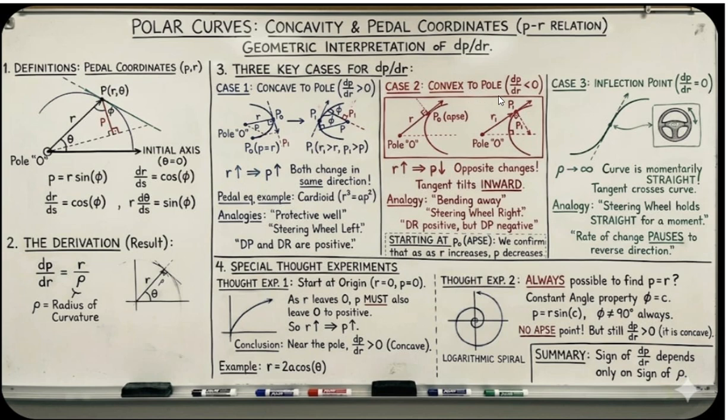Coming to the curve convex to the pole, the pole is somewhere here, and the curve is convex to it. From that pole, if you choose a point p0 initially, then as we move, the point p moves here. Suppose r decreases here, see here, r decreases, the perpendicular length is going to increase here.